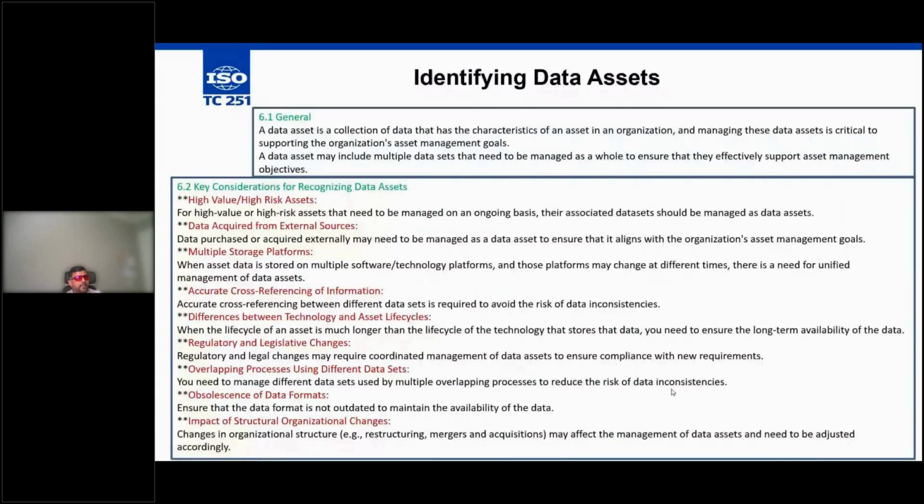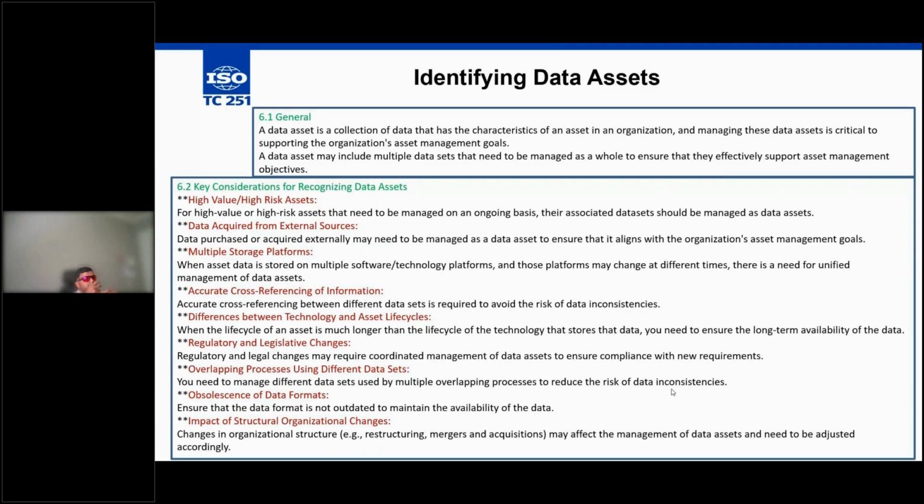Then we slowly graduate towards data assets. And when we talk about data assets, I think I mentioned that a data asset is a collection of data that has characteristics of an asset in an organization, and managing these data assets is critical to support the achievement of their AM goals. A data asset could include multiple data sets that form a group as a whole, and they are used to effectively support asset management objectives. Or it could be just a standalone data set that is so valuable to an organization that it needs to be managed as an asset itself. That could include risk data, customer data, or sales data for an organization.